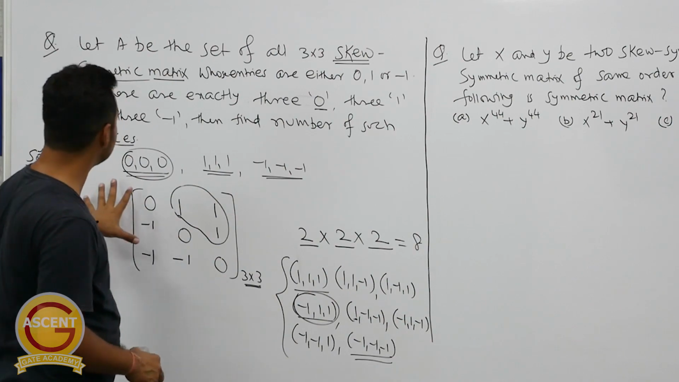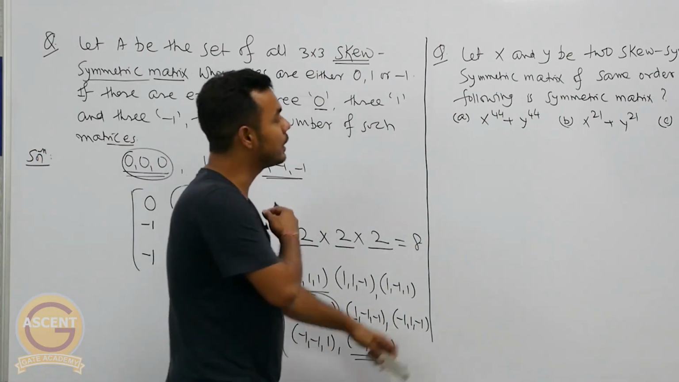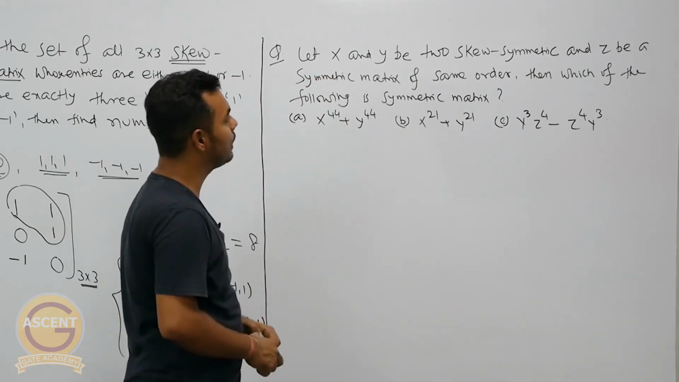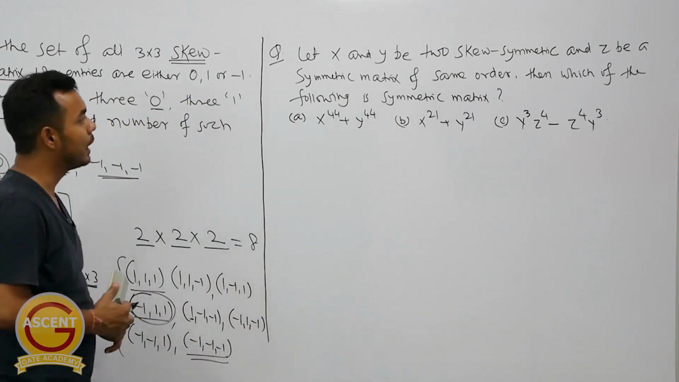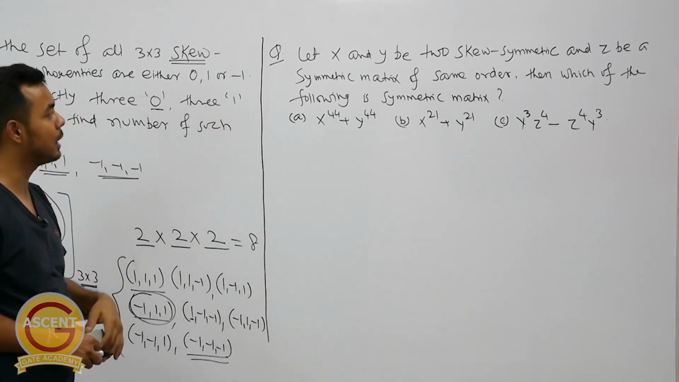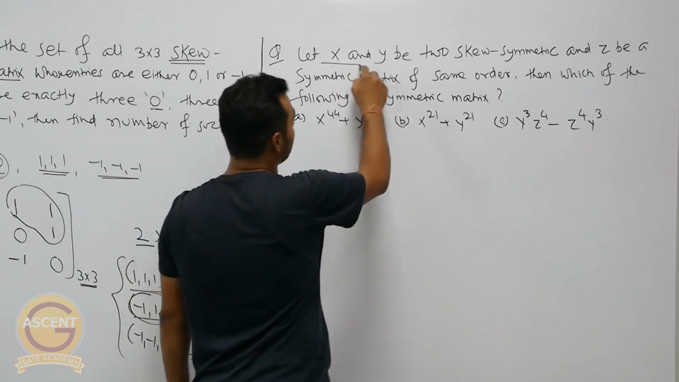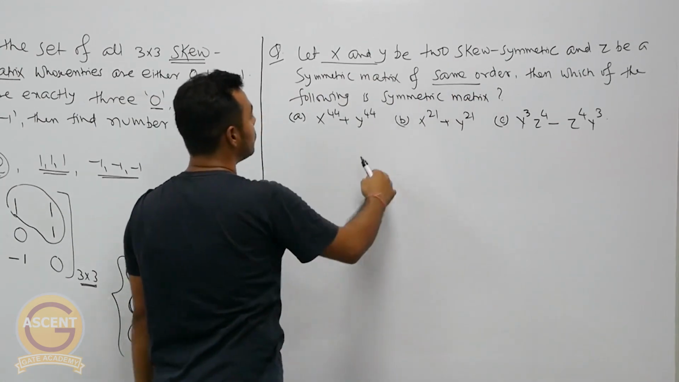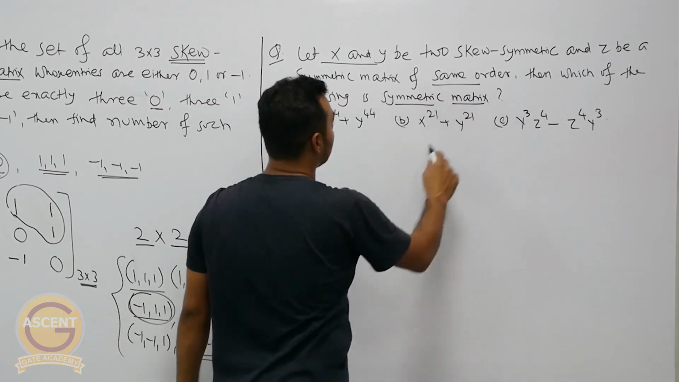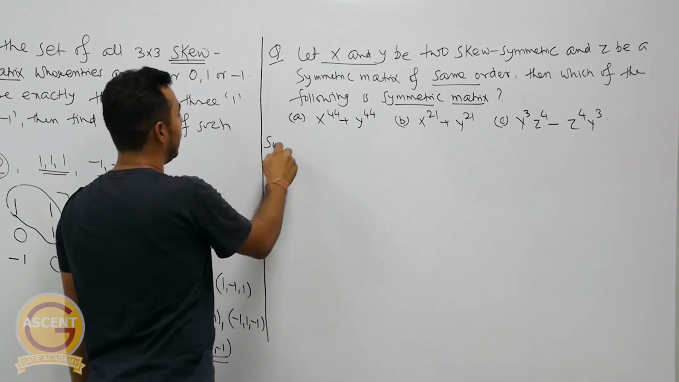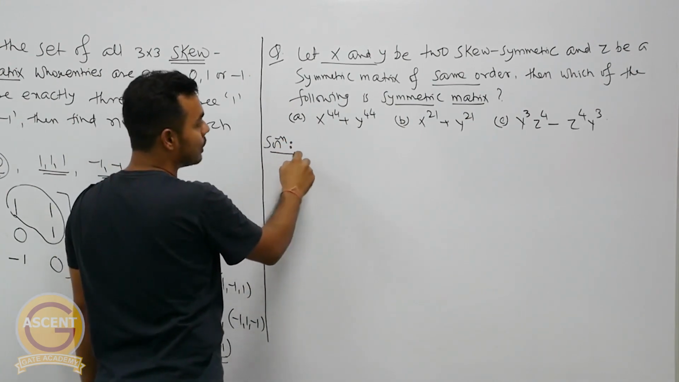Now this was the first question. The second question is, if X and Y are 2 skew symmetric matrices and Z is a symmetric matrix of the same order, so this means all these 3 matrices are of the same order, then which of the following is a symmetric matrix? So it is given that X and Y are skew symmetric matrices.